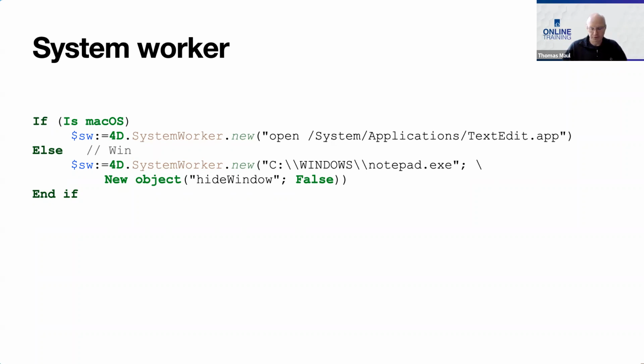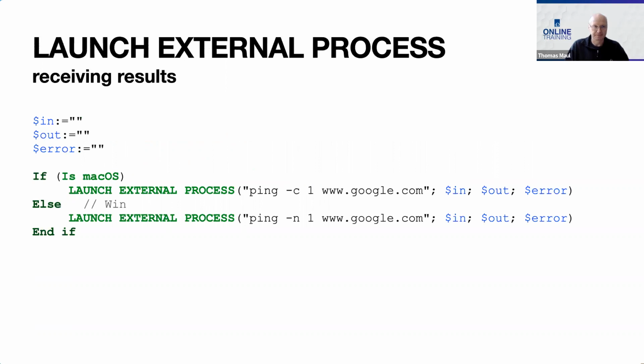With a launch external process, by default on Windows, the graphical interface is visible. Meaning if you do something like running a console application, you get a black window, and you would need to hide that. While with system workers, by default, it is invisible. So if you want to show it, you need to unhide it by passing hide window false. But besides that, both act the same.